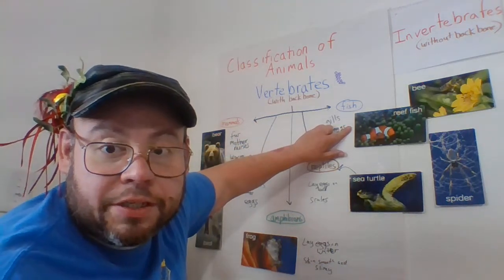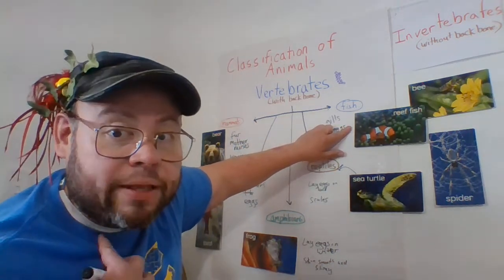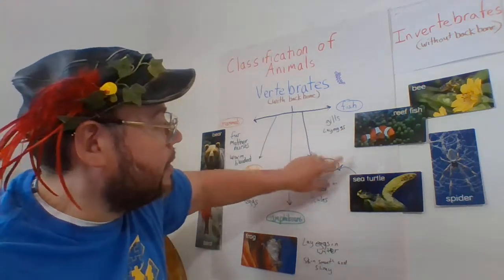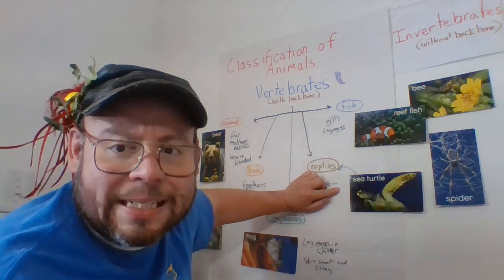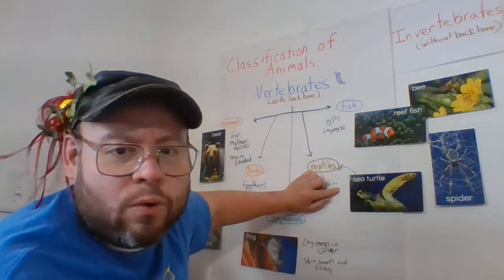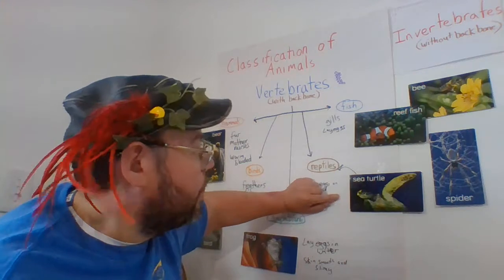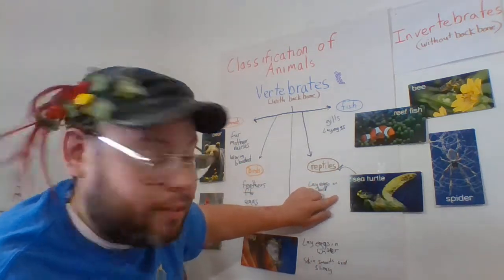Is the animal a fish? Does it live in water? Does it breathe through its gills, and does it lay eggs? Or is it a reptile? Reptiles have scales. They like the water, but they're not always in the water. Their skin is bumpy, and they're cold-blooded, and they lay eggs on land.